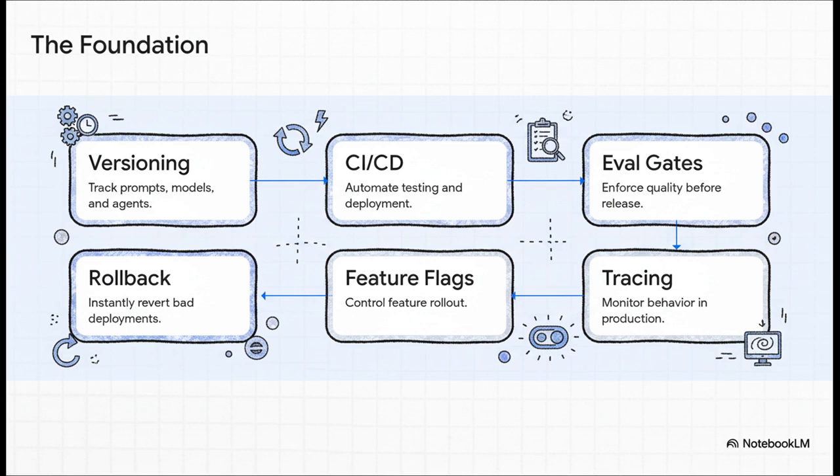Once it's live, you need tracing so you can see exactly what the model's up to. And you need feature flags so you can roll things out slowly and carefully to a small group first. And finally, the ultimate safety net, the big red button, a one-click rollback. If anything goes wrong, boom, you can instantly go back to the version that worked.